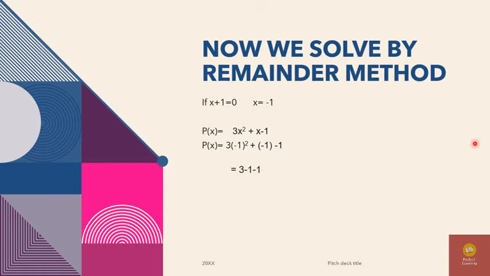Minus 1 square is 1, and plus into minus is minus, so 3 minus 1 minus 1. 3 minus 1 is 2, 2 minus 1 is 1. Final answer, we got it. Okay friends, understood? We will move to the next topic.